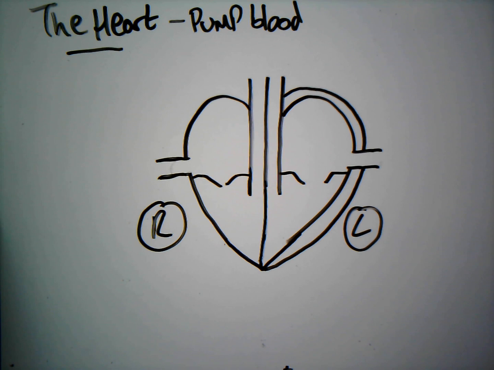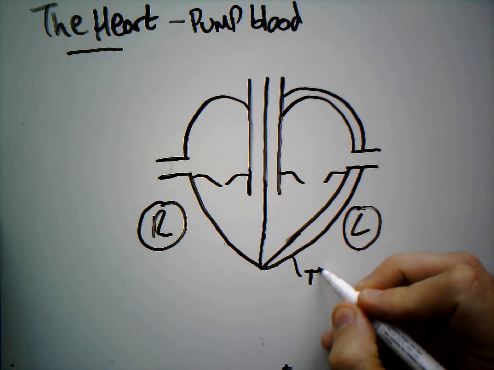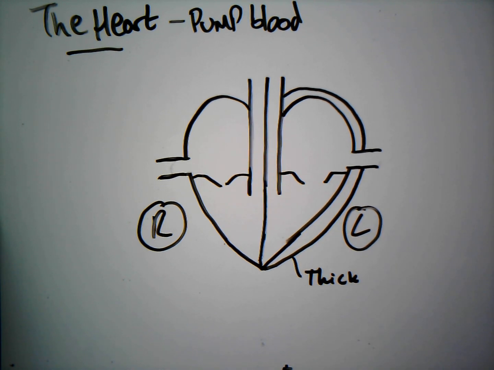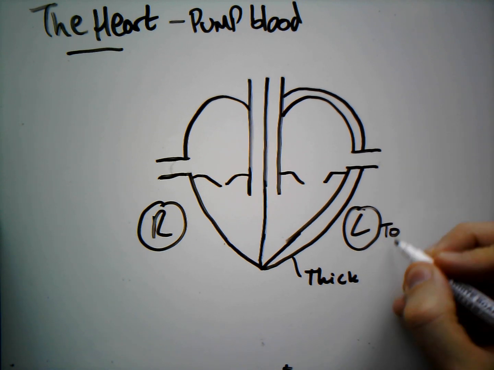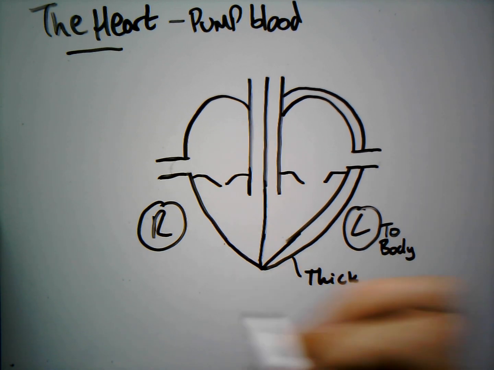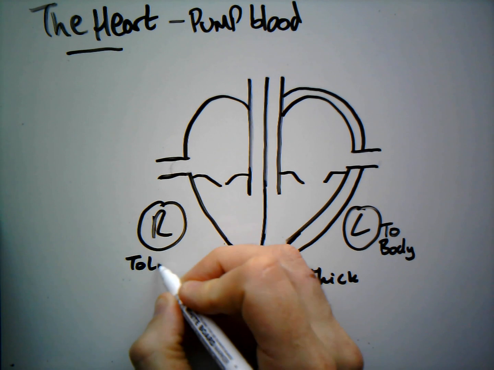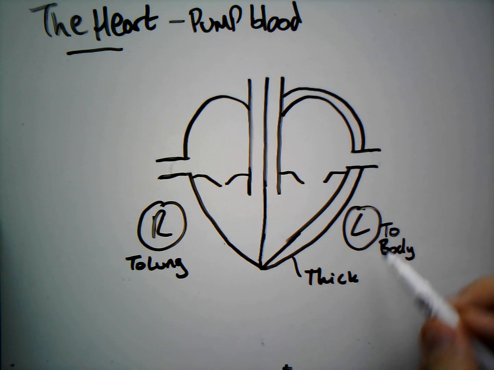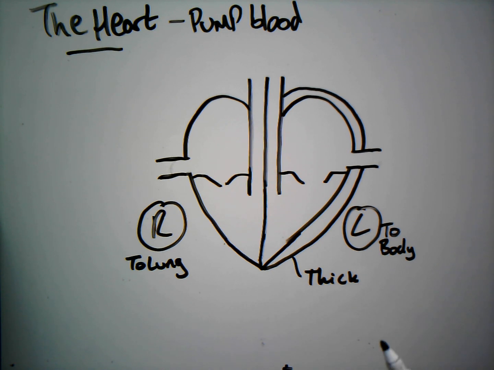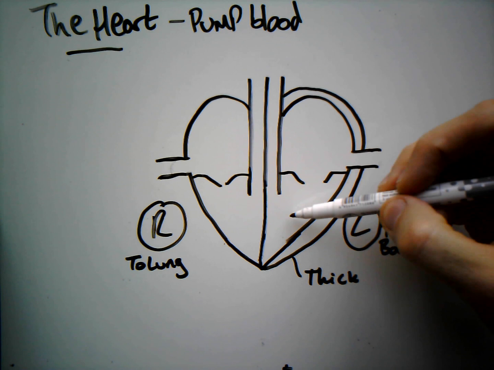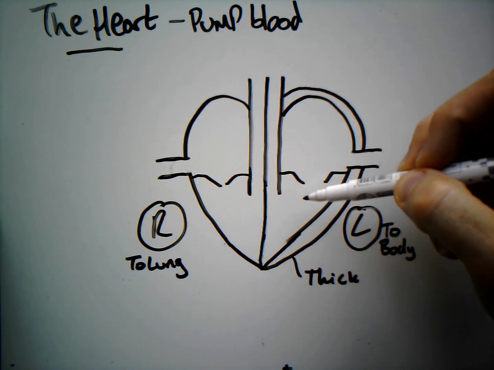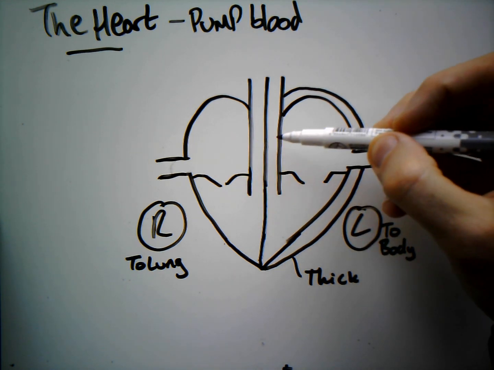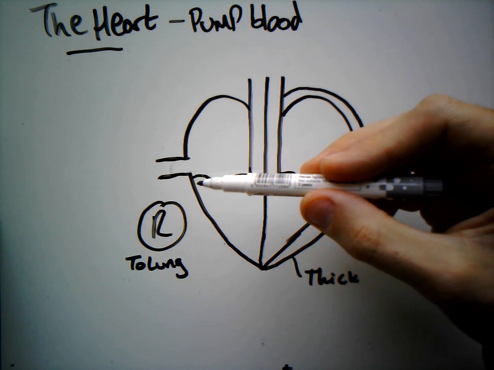The easy way to remember this is the left side is the thick side. Okay, that's really important. The left side is really thick, and that's because the left side pumps to the body, and the right side is designed to go to the lungs. So if you remember the left side is thick because it goes to the body, then you'll always be able to label your heart diagram correctly. Now you can see here I've got 4 chambers, 2 at the top and 2 at the bottom, and I've got my 4 blood vessels going in and out of the heart.